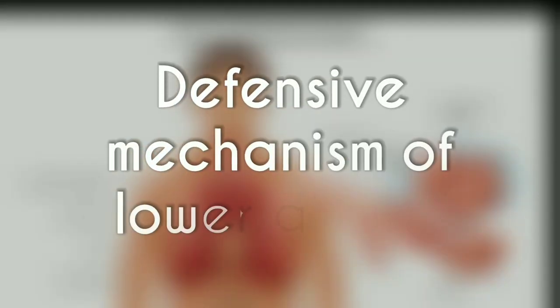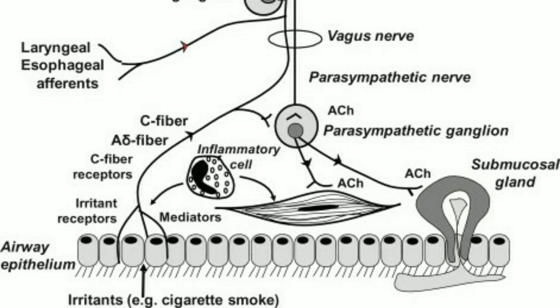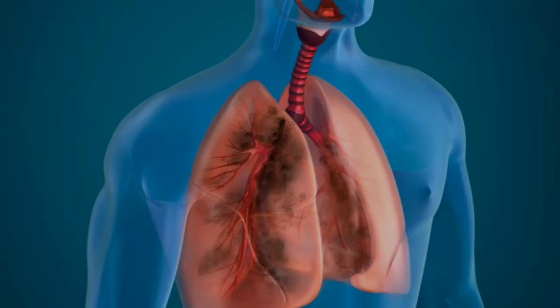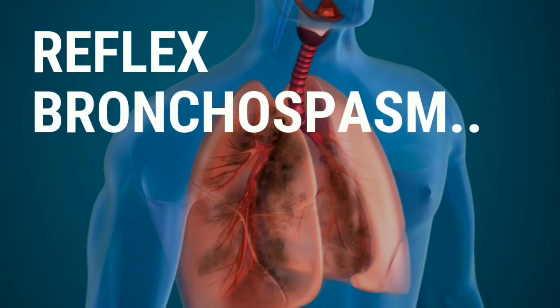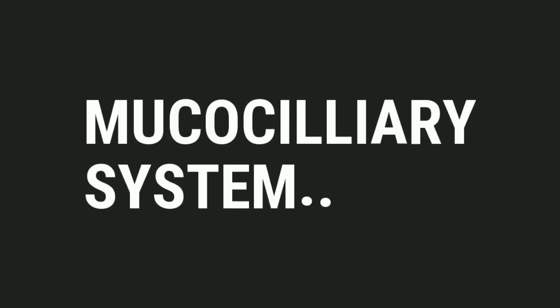Now let's discuss about defensive mechanism. First one is irritant reflex. This irritant reflex is triggered when inhaled particles stimulate the irritant receptor. This leads to the reflex bronchospasm, which occurs to limit the exposure, followed by coughing, making it easy to expel the foreign materials.